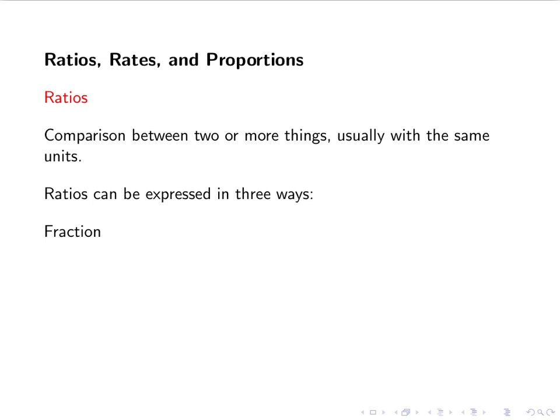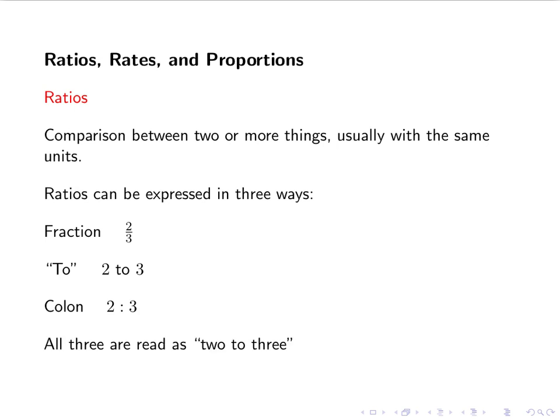But a fraction looks like 2 over 3. We can also use the word "to". So the fraction 2 over 3 is equivalent to the words 2 to 3. And then we can also use a colon. So 2 colon 3. All of these ways are read as 2 to 3.